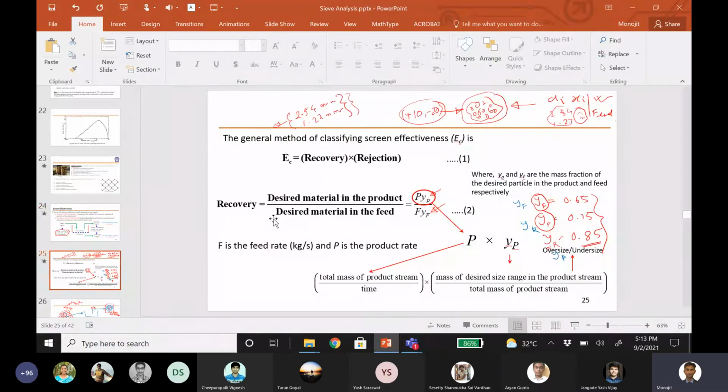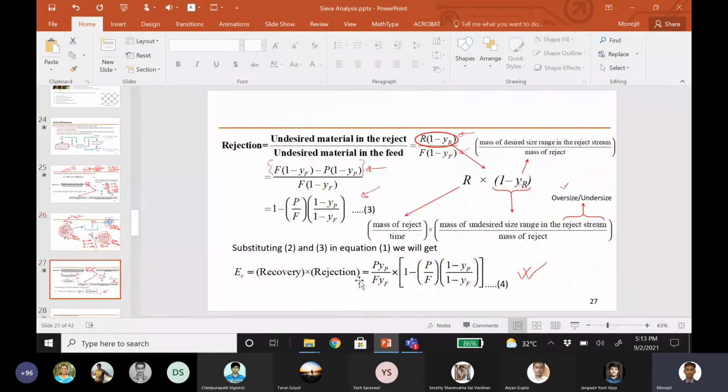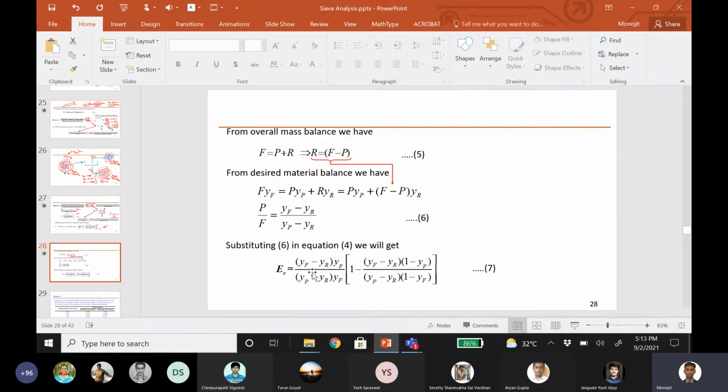And then we have also seen the specific way the recovery and your rejection is defined, and the mathematical expression of the entire thing. Everything we had incorporated into the expression of efficiency, which is nothing but the multiplication of this recovery and rejection, and then we finally got an expression of the screen effectiveness. So that is what we had discussed in the last class.